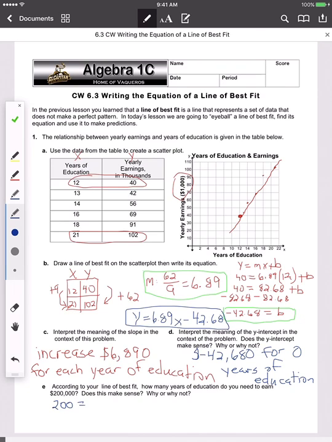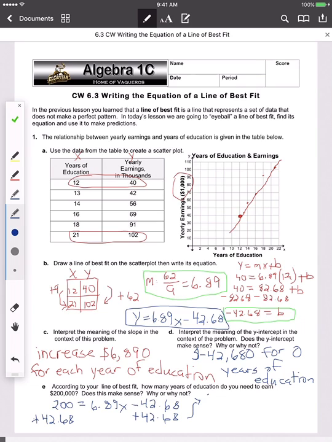So 200 is going to equal 6.89x minus 42.68. All right, first thing I'm going to do to this problem is add 42.68 to both sides. And I'll rewrite the problem over here.